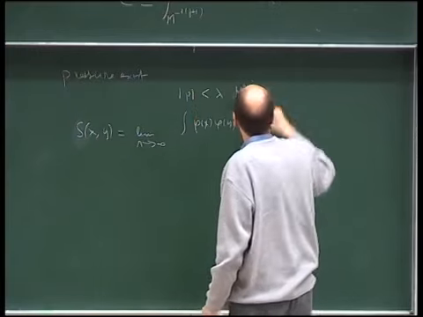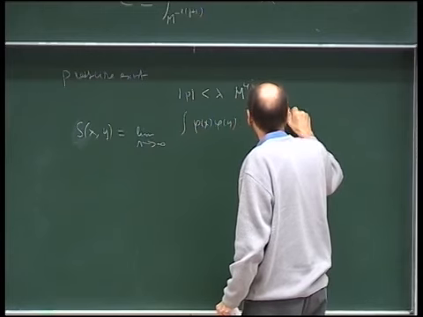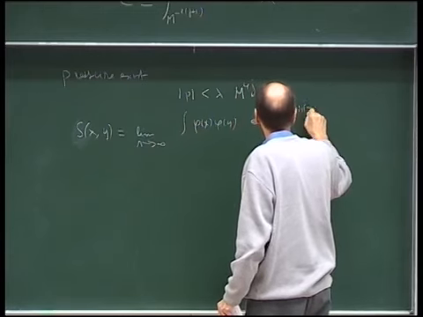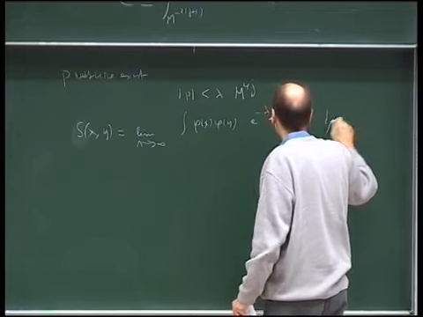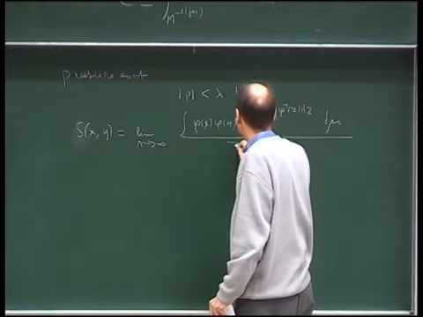Then this e to the minus big lambda phi 4 z dz. Then the d mu, and then this being normalized by the partition function.